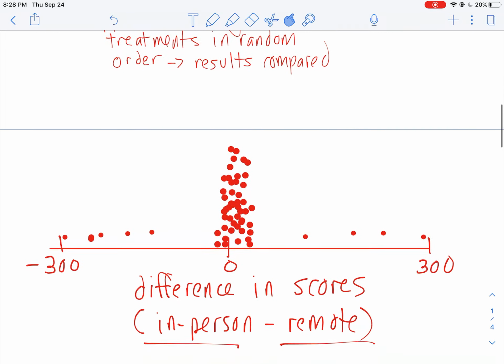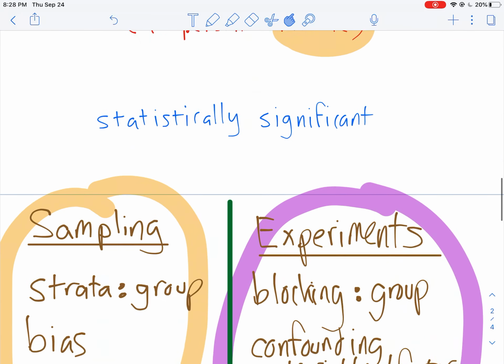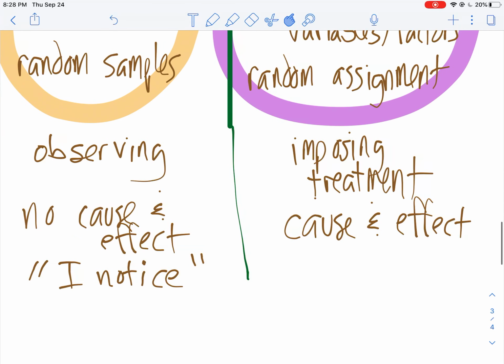Because believe it or not, a lot of times on the news, you might find situations where they try and imply cause and effect, but it's really an observational study. It's just more sensational to imply cause and effect. And you want to be an educated statistician and not fall for this stuff.